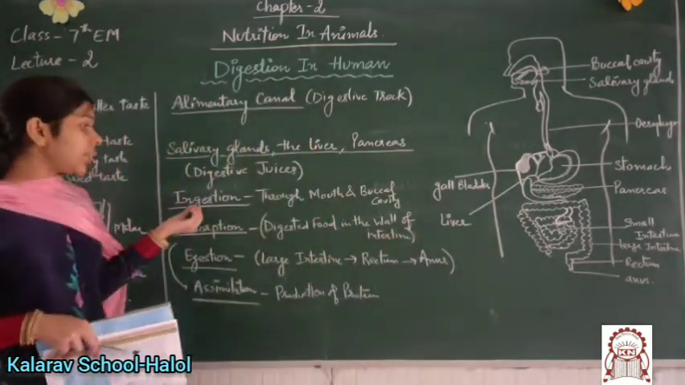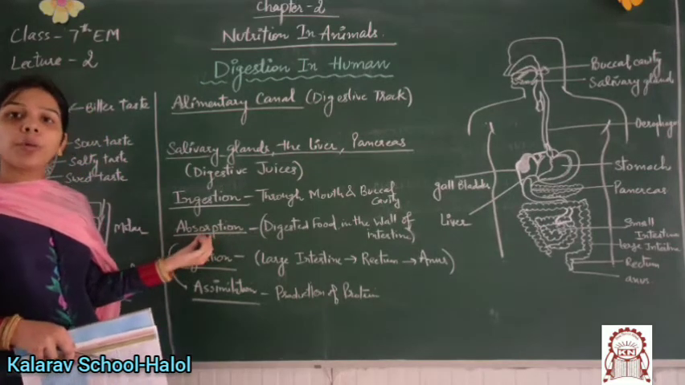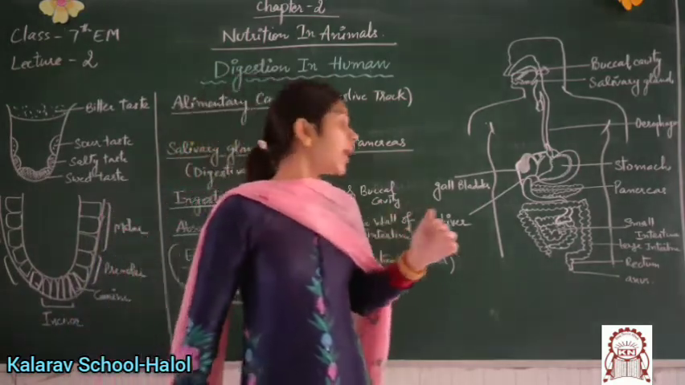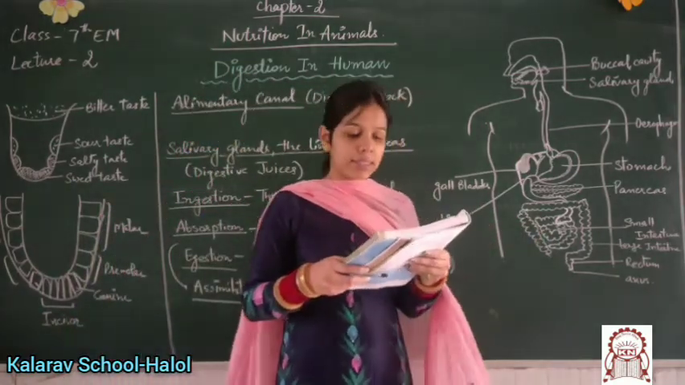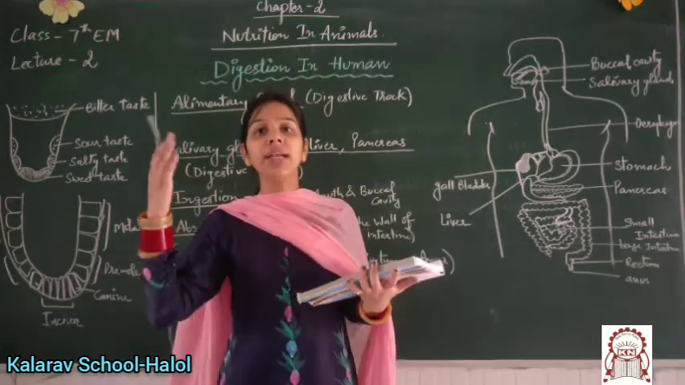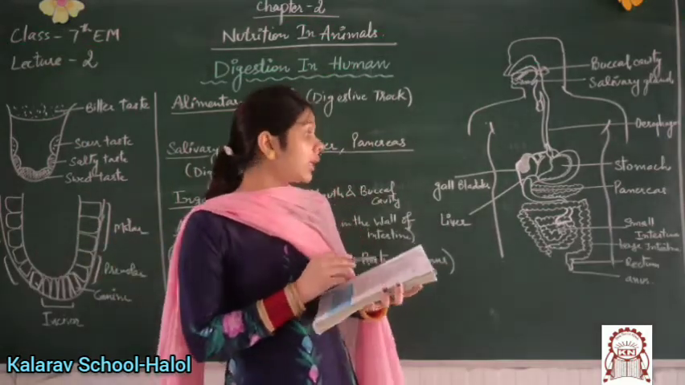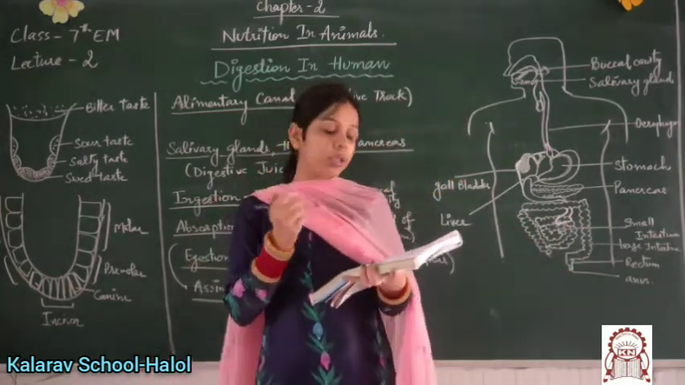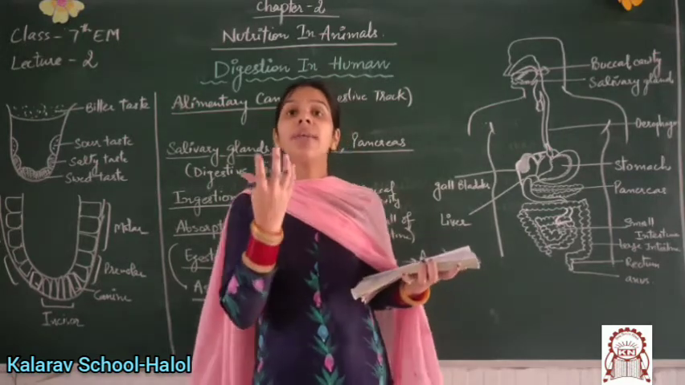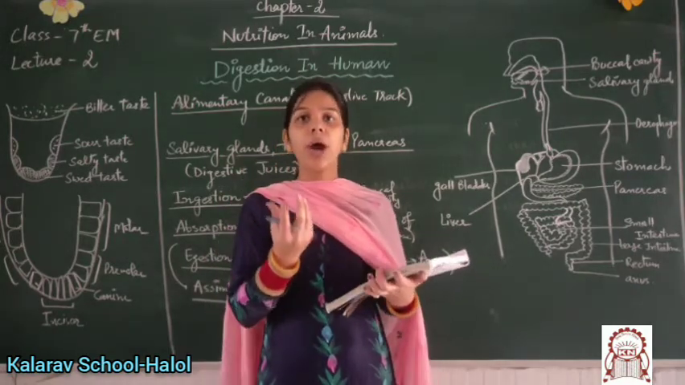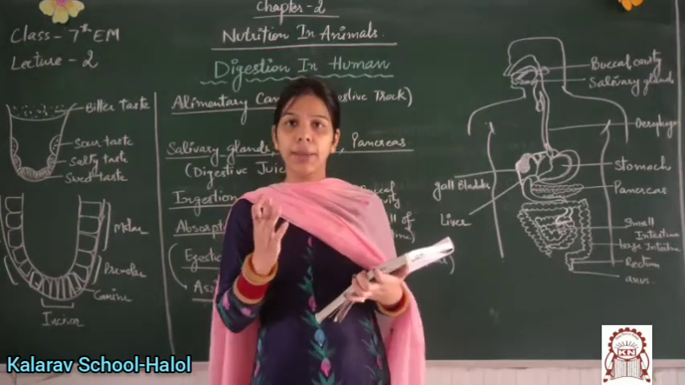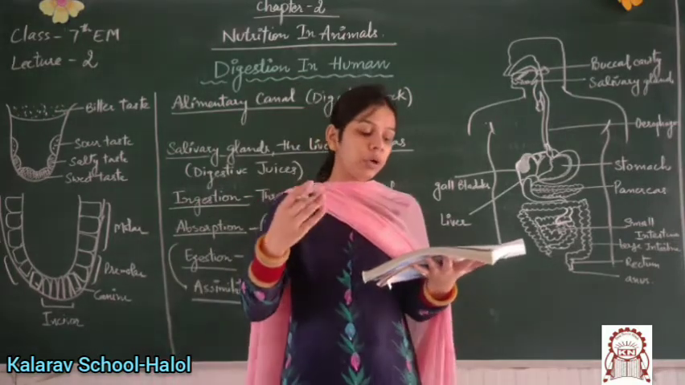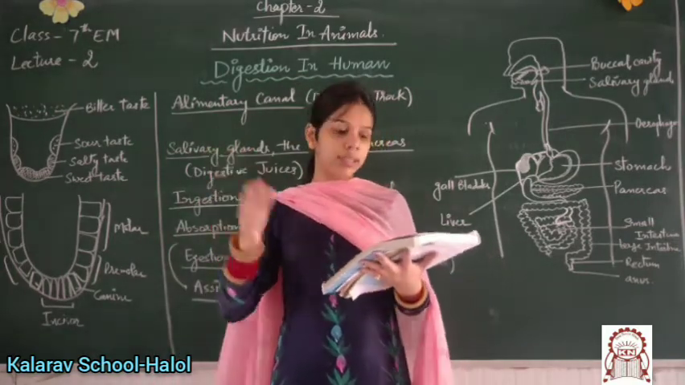After digestion, here is absorption. The absorption of food takes place. In absorption, the digested food is mixed with the blood vessels so that it can be transported to the different organs. The inner lining of the small intestine contains finger-like outgrowths called villi. Villi increase the surface area of absorption so that absorption takes place easily. Then the absorbed food is transferred by the blood vessels to different organs.